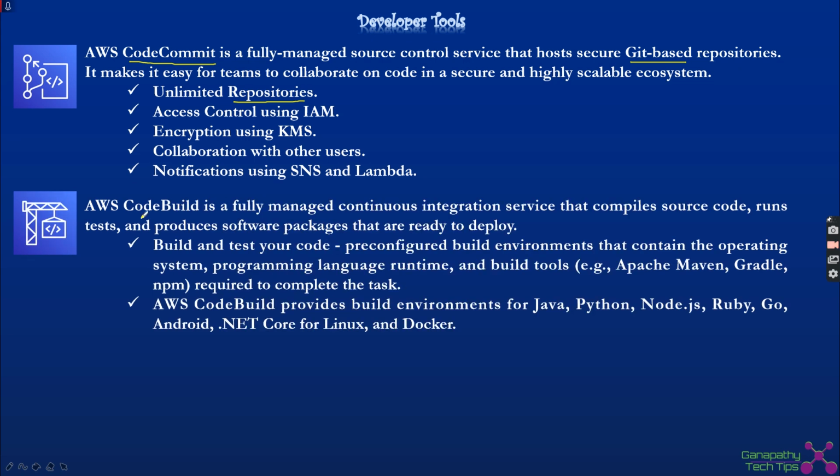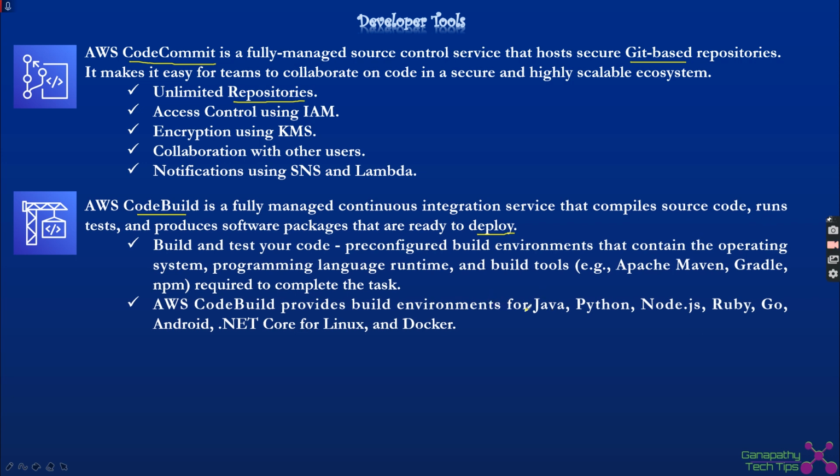Coming to the next one, it is CodeBuild. Once my code is ready, I need to compile my code. The AWS offering for code compilation is AWS CodeBuild. CodeBuild takes the source code, runs the tests, and produces the software packages that are ready to be deployed. Everything can be done using a single service, which is AWS CodeBuild.